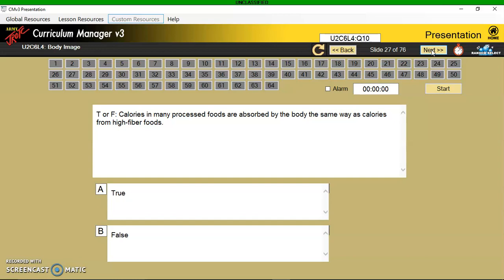True or false? Calories in many processed foods are absorbed by the body the same way as calories from high fiber foods. Is that true or false? And that is false. You'll learn in the readings about empty calories and the fact that a lot of those fast foods, processed foods, those calories are definitely absorbed quicker and differently than foods with the fibers.